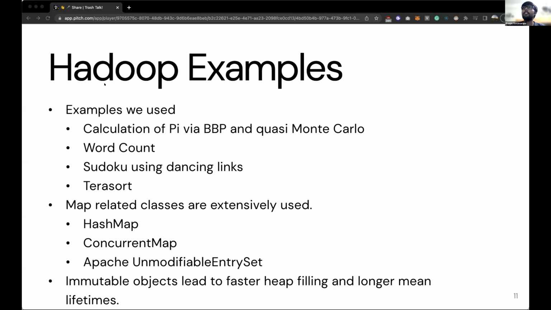Throughout these examples, we found some classes that were extensively used via our object analyzer. Maps and related classes such as hash maps, concurrent maps, and Apache unmodifiable entry set were the common ones. Another finding was that immutable objects led to faster heap fillings and longer lifetimes. This led to the garbage collector being triggered more often.